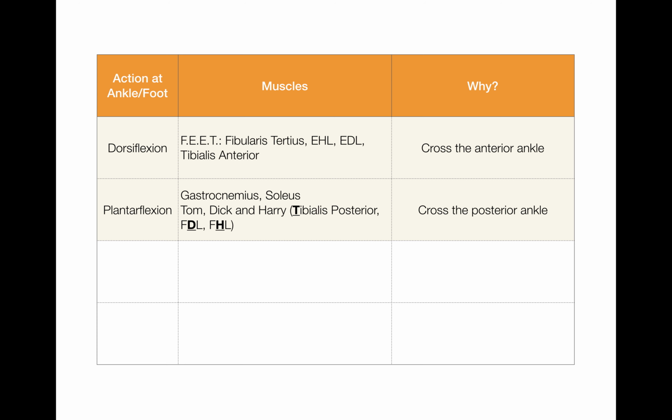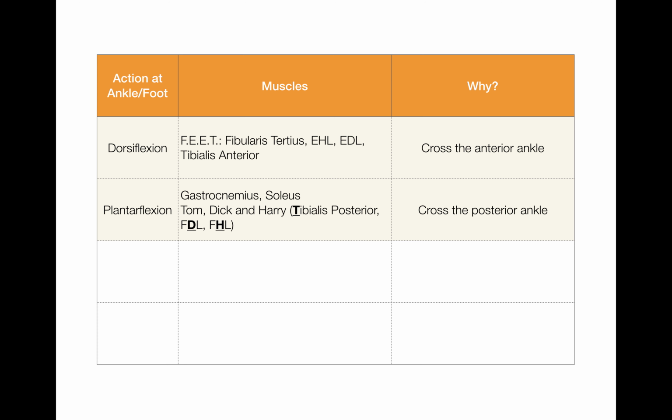So again, keep in mind that when we name anything digitorum or anything hallucis, if we name it flexor, that's because it's flexing the digits or flexing the big toe. If we name it extensor hallucis, it's because it's extending the big toe, right? Or extending the digits for extensor digitorum. It is not named for what it's going to do to the ankle.